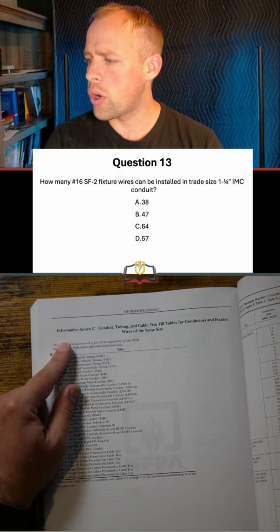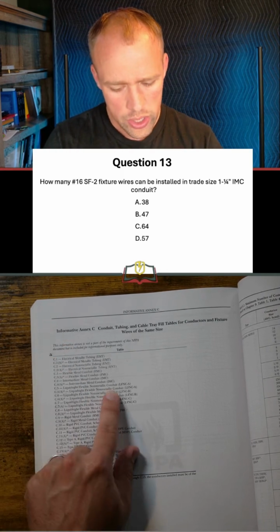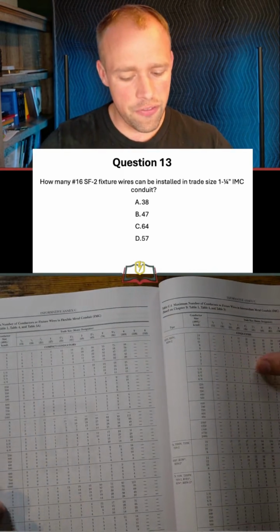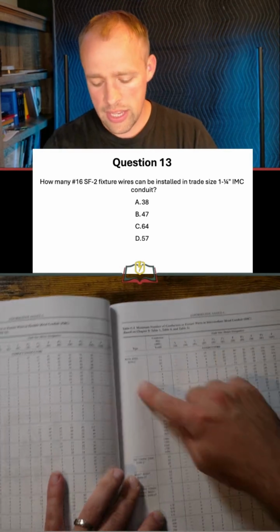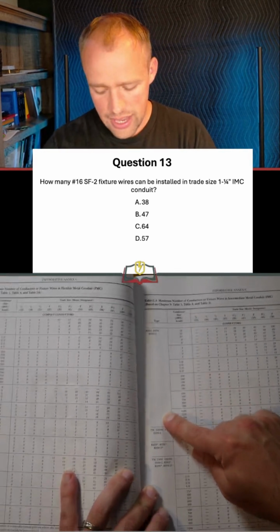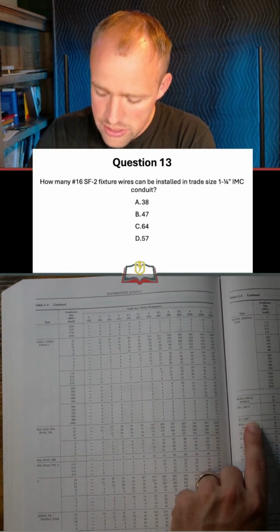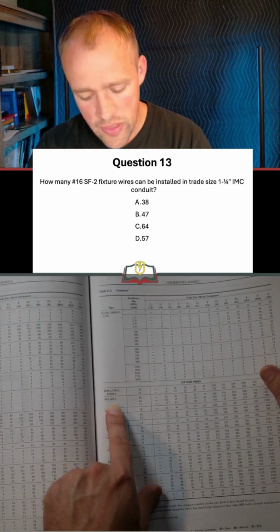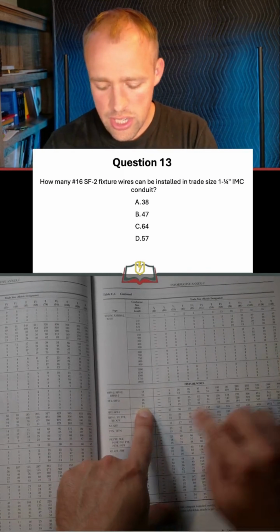So we're going to go to IMC conduit, which is C.4. Not compact conductors. Make sure that we're at the IMC, and we're looking here for SF2 wires. SF2. Everybody see that? Maybe you can't, and I apologize for that, but we see SF2. We see size number 16, just like our question.